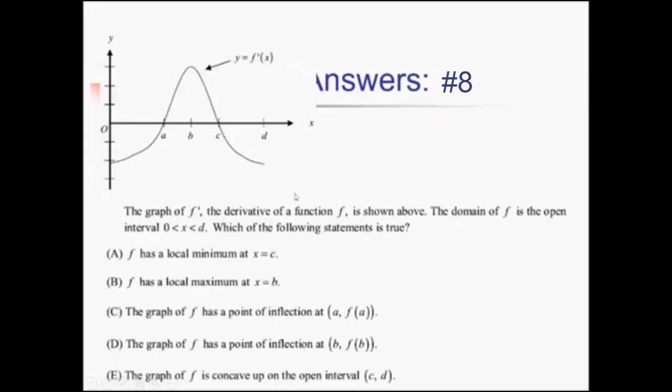In this problem, we're given the graph of f prime, the derivative of some function f, and we said the domain of f is the open interval from 0 to d. We want to know which statement is true. So we'll just go through one at a time and see what we can eliminate.